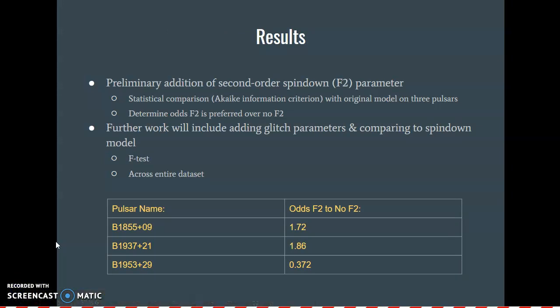So one parameter that is related to the glitch is the second order spin down. The first order spin down tells us how the pulsar is slowing down over time, because pulsars do slow down over time and they lose energy. But the second order spin down tells us an acceleration of the slowing down.